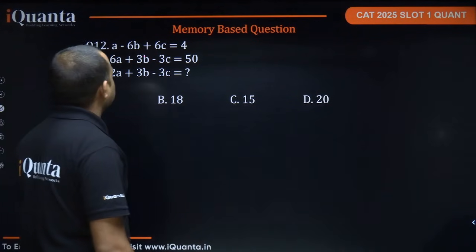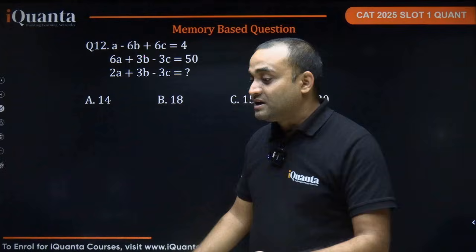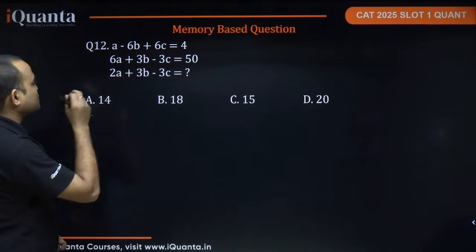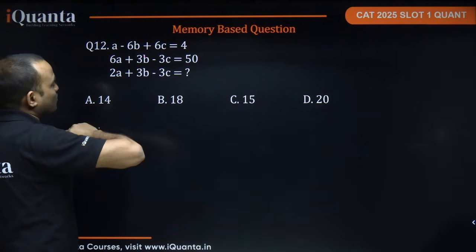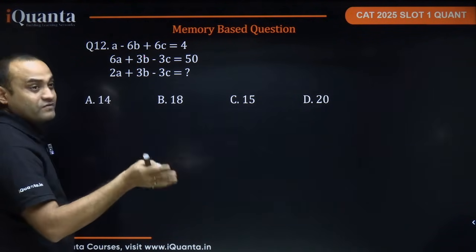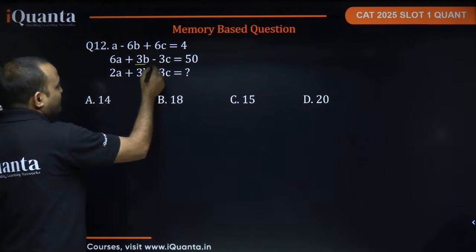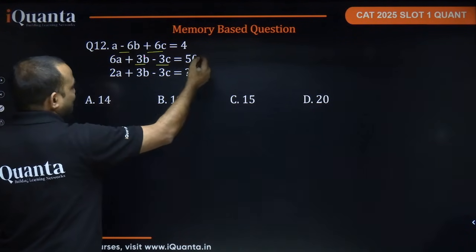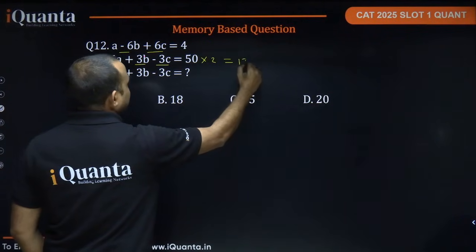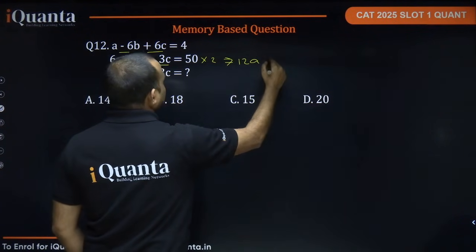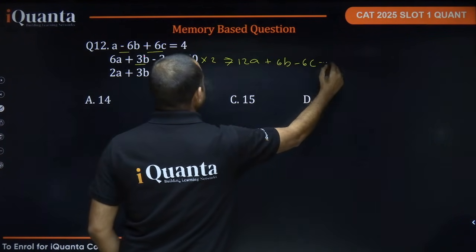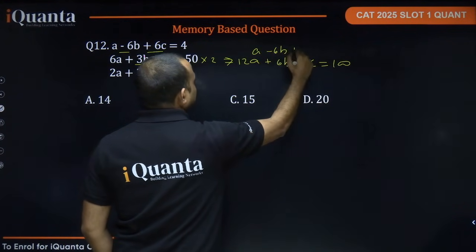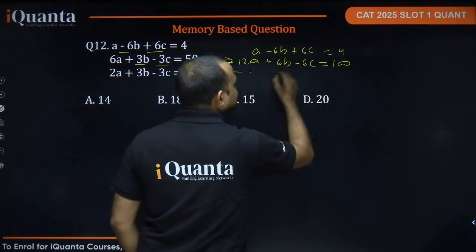Question number 12. This was one of the easiest questions that was asked in CAT. So it says 2a plus 3b minus 3c is equal to what, when these two are given. Now you can very easily notice that 3b minus 3c, minus 6b plus 6c. So if I multiply this by 2, what are we getting? 12a plus 6b minus 6c is equal to 100, and this will become a minus 6b plus 6c is equal to 4. Add these two.